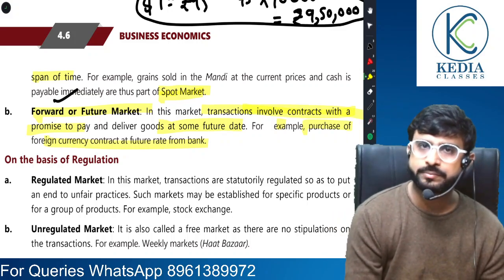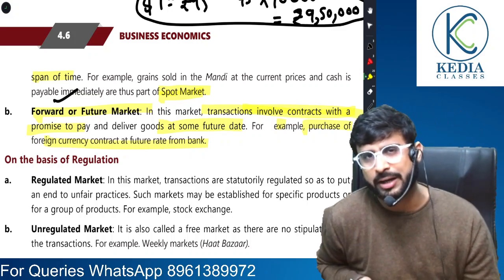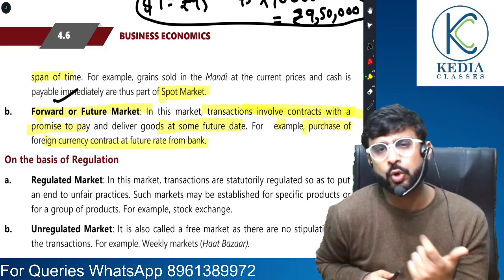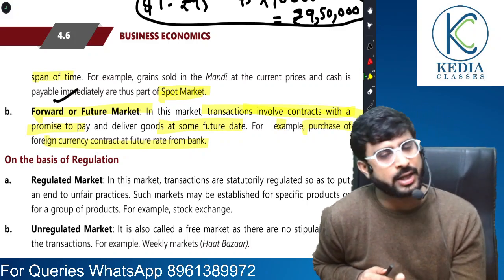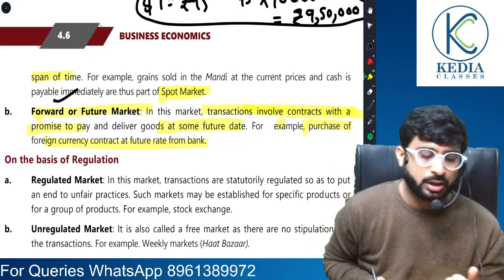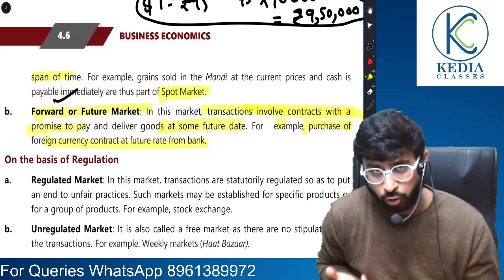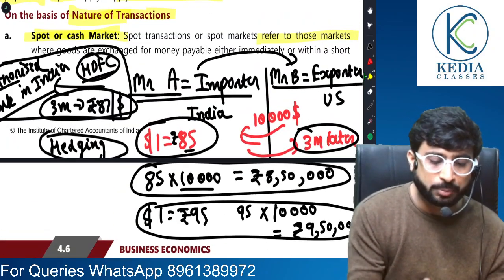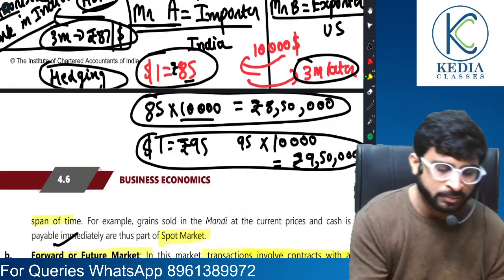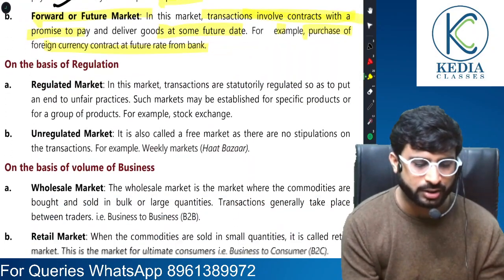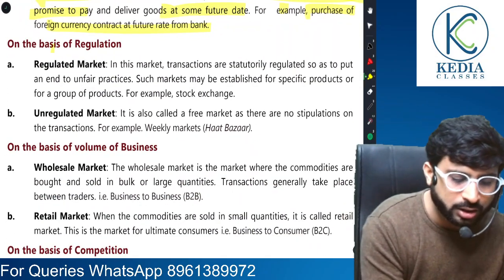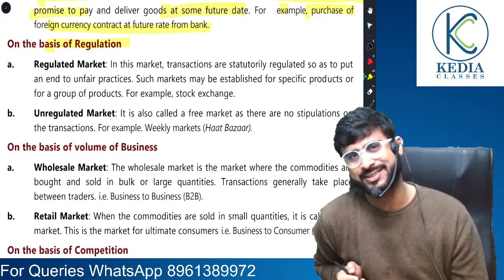Okay, so we have classified markets on three bases. As per region, there were four types: local, regional, national, international. Then as per time: very short, short, long, very long. On the basis of nature of transactions: spot, that is immediate settlement, and forward, future settlement. Moving on, the basis of regulation is what we are going to talk about next.